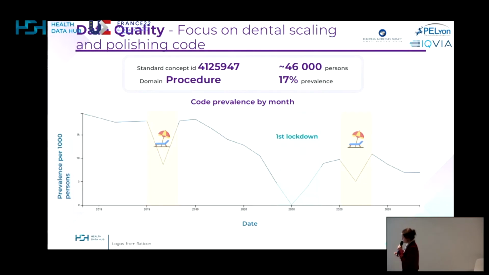And to end this presentation about data quality checks, an amusing result on a dental scaling and polishing code. During the first lockdown, of course, it fell to 0 because dentists were closed. And during summer holidays, French people have other things to do.